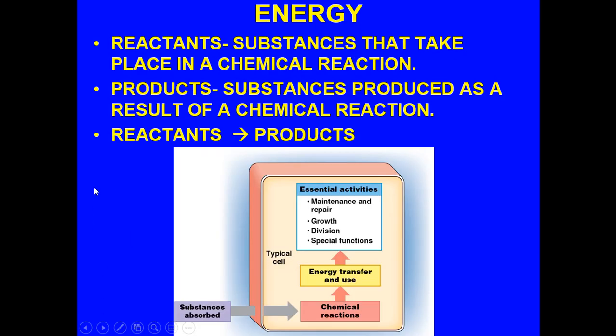When we talk about energy, though, we have to talk about reactants and products, and we symbolize this with an arrow. So reactants are the substances that take place in a chemical reaction. And then we put an arrow pointing toward products. That is, reactants will create a reaction that will lead you to products. And products are substances produced as a result of a chemical reaction.